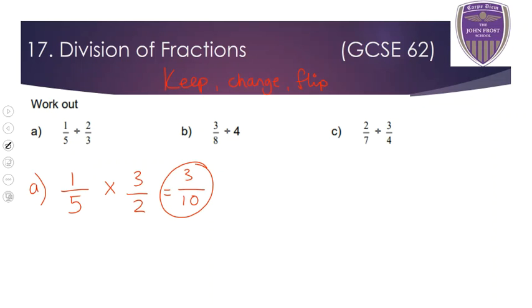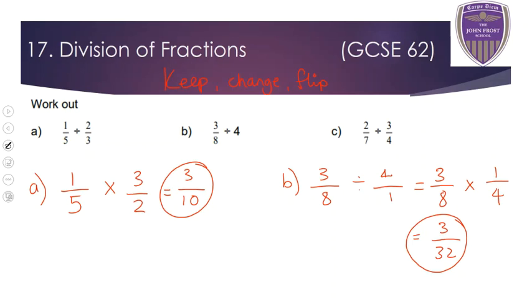So question B, same sort of thing again, but it's a whole number this time. Like we did in the last section, change the whole number into a fraction. So this will be 3/8 divided by 4/1. Then we do keep, change, flip. So 3/8 stays the same. The divide changes to times, and 4/1 becomes 1/4. So flip it over. Then we do your multiplying. So 3 times 1 is 3. 8 times 4 is 32. That's the answer. You can't simplify.